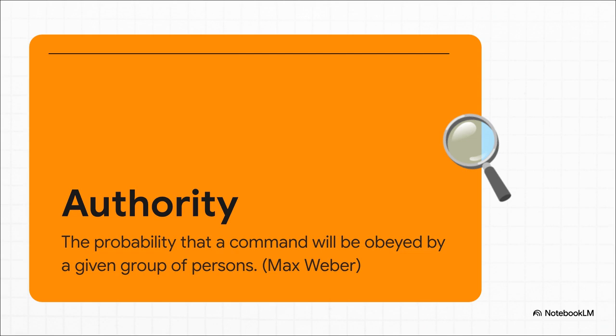Now, Weber's definition here is key. Authority is when people obey a command willingly. They're not doing it because there's a gun to their head. They're doing it because they believe the person giving the order has the right to give it. It's legitimate power. It's power that we accept as proper.